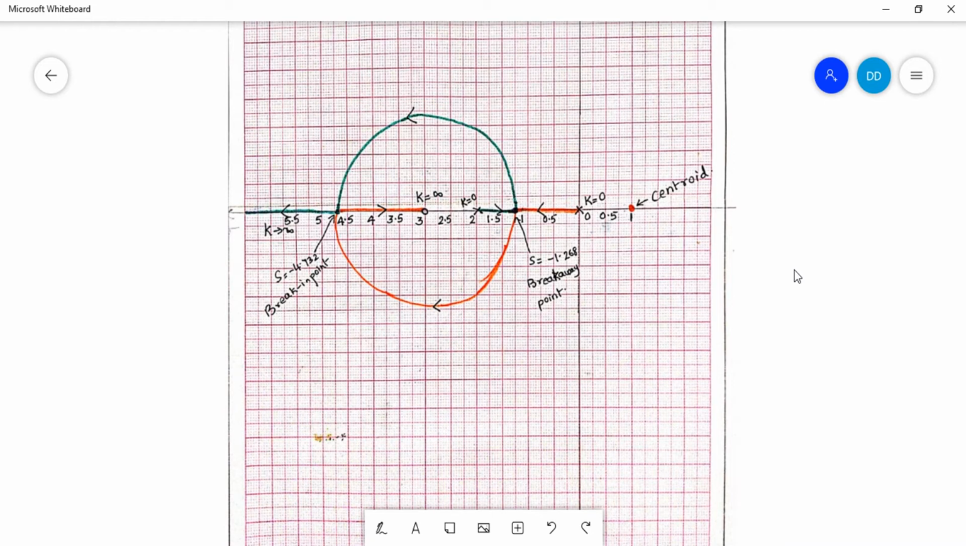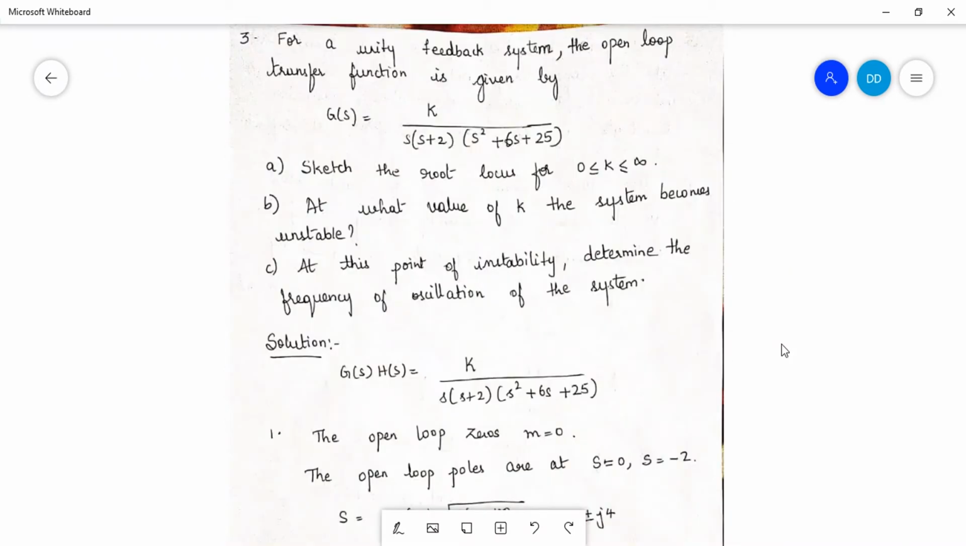Hope this particular problem is clear to you. In today's video, we will see one more example of constructing the root locus.